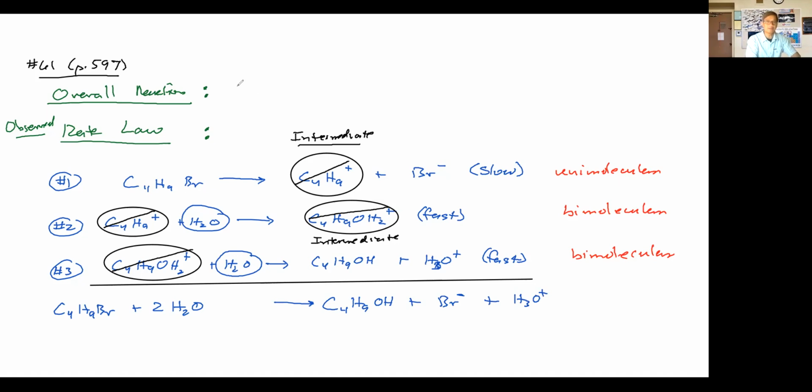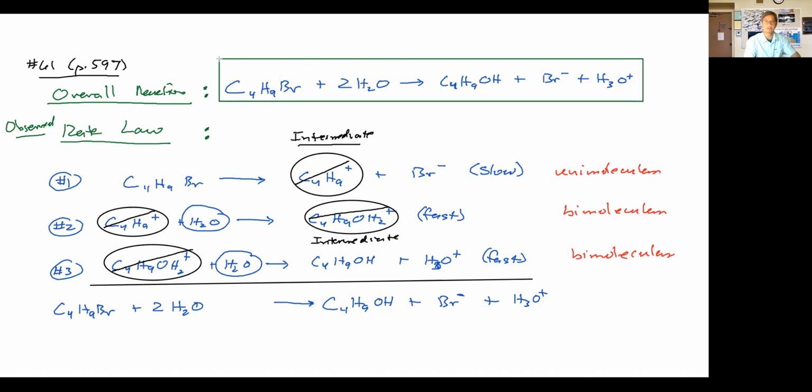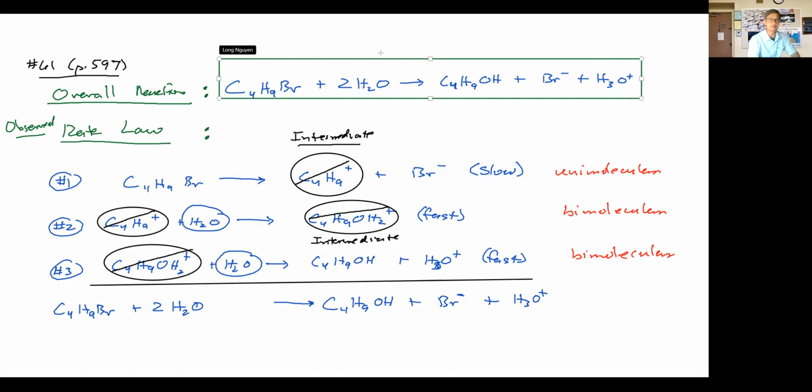So our overall reaction, our first answer, is going to be C4H9Br plus 2H2O, and that's going to give us C4H9OH plus Br minus plus H3O plus. This overall reaction, based on what we have here, should be balanced and correct. The stoichiometry should be exactly the way that we expect it to be. So there it is, that is the overall reaction that we have here.